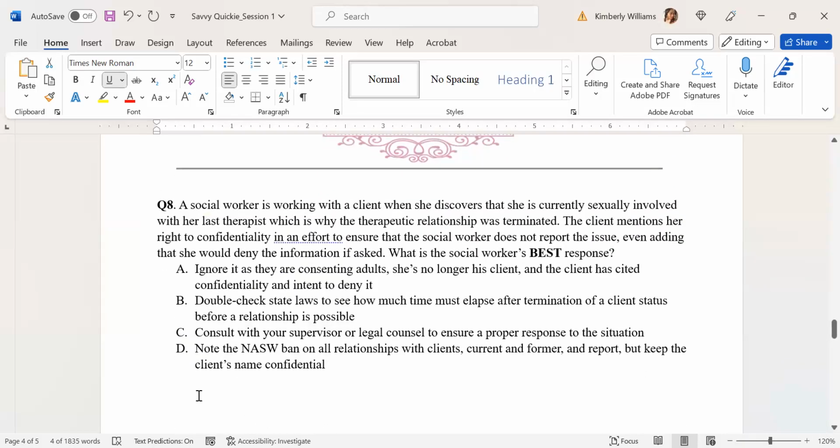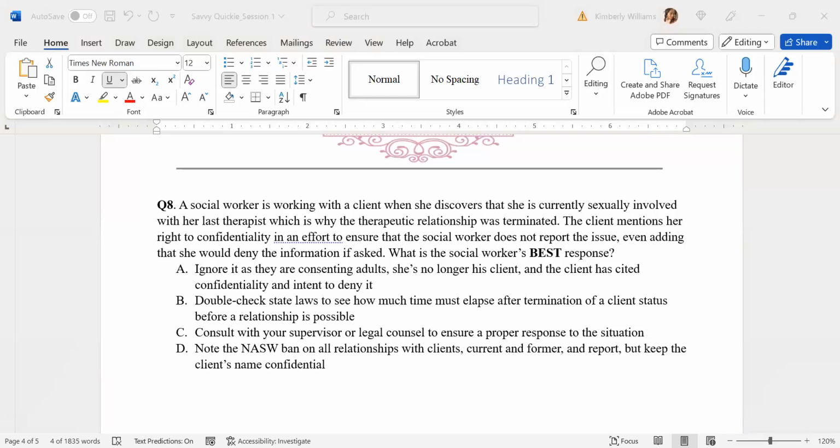Okay, a social worker is working with a client when she discovers that she is currently sexually involved with her last therapist, which is why the therapeutic relationship was terminated. The client mentions her right to confidentiality in an effort to ensure that the social worker does not report the issue, even adding that she would deny the information if asked. What is the social worker's best response?